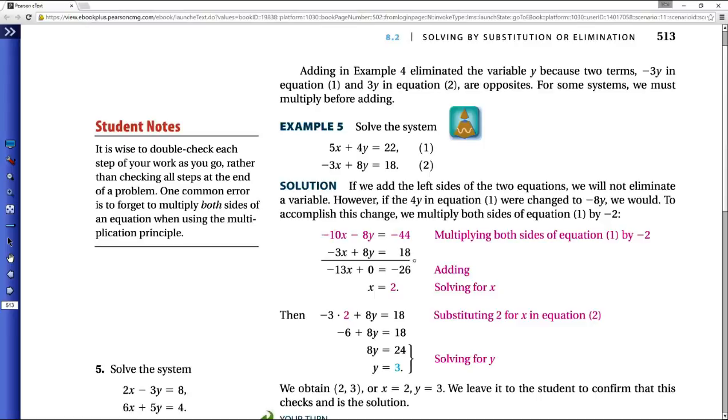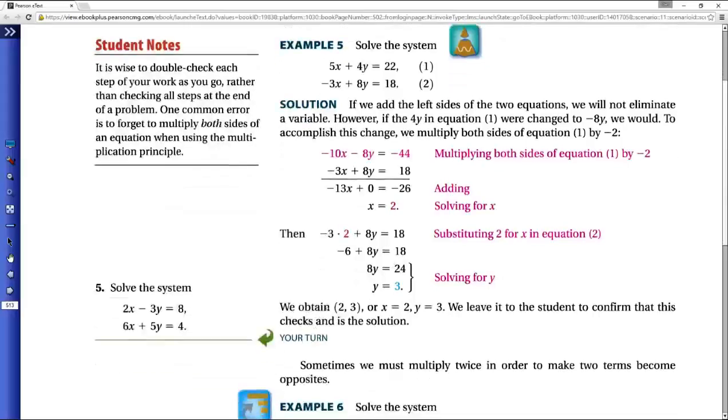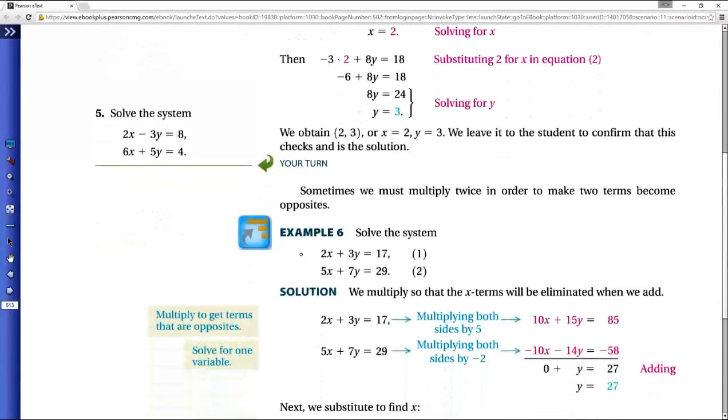So they do this. Now I end up with an equation with just one variable. You get -13x plus 0 equals 26. So if you solve that, you get x equals 2. Then we go back to, in this case, equation 2, and they put 2 in for x. Now I have an equation with one variable again, and I can solve and find out what y should be equal to. So we obtain this ordered pair (2, 3), and we should check to see if that is a solution, and they just don't show the check on here. So I could put that back into both equations and do that.